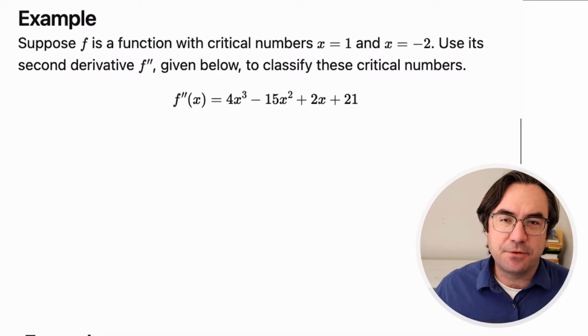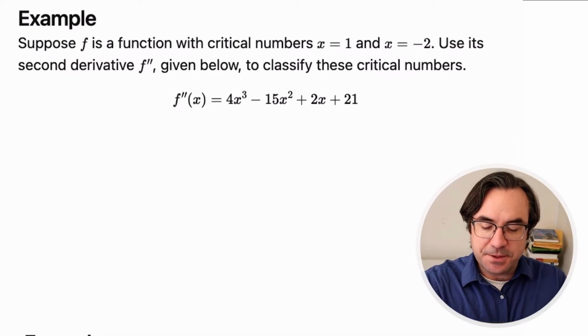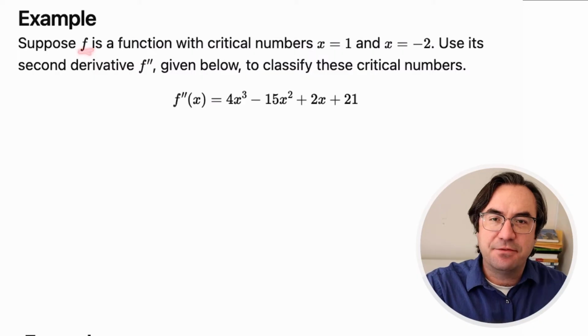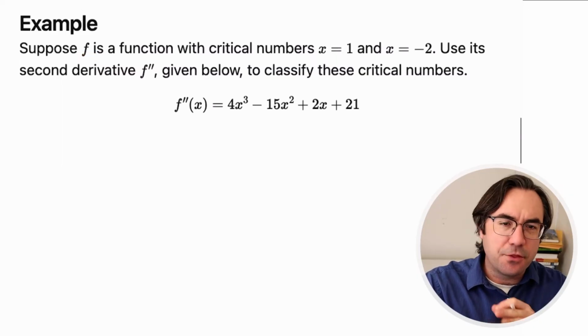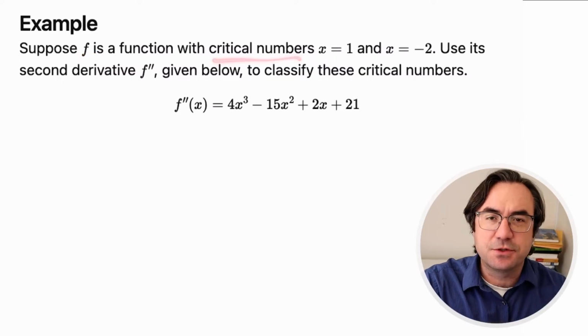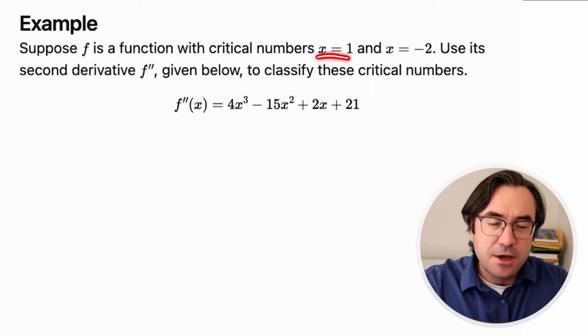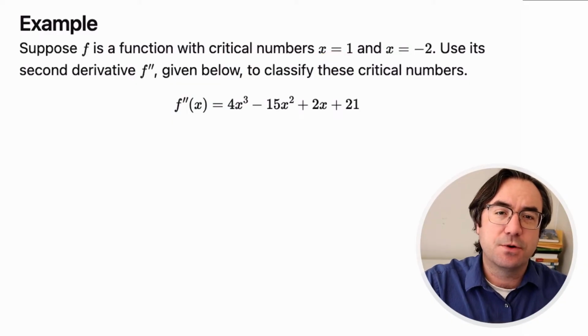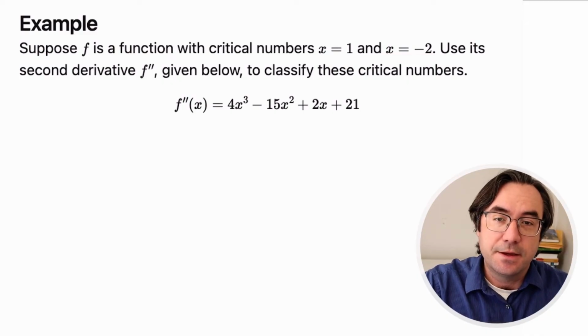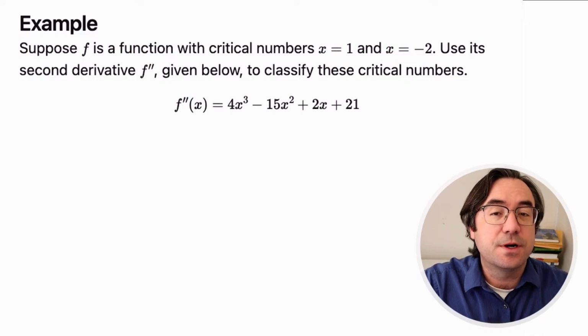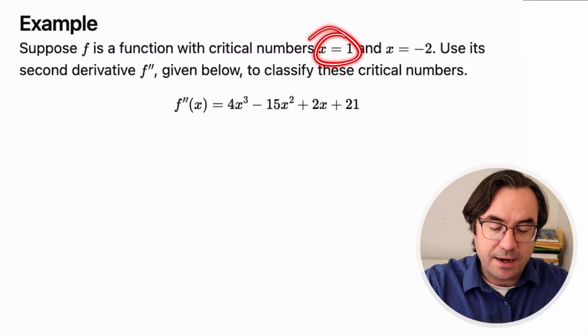And we're just going to see how this test works. So let's suppose that we have a function f, and we've already gone through all the work. We found the critical numbers of this function. So let's suppose that we've found x equals 1 as a critical number and x equals -2 as a critical number.